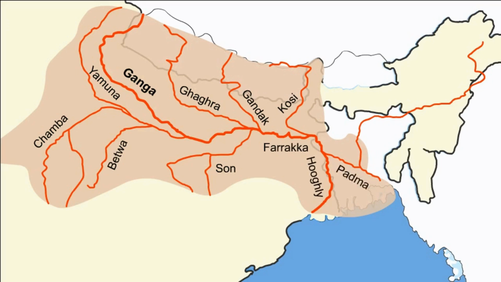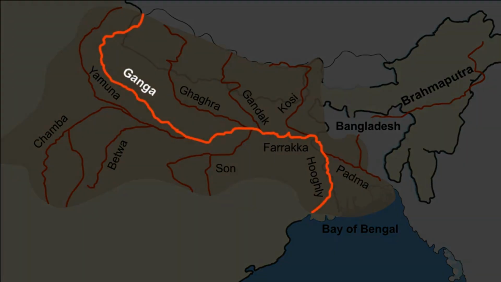Hooghly flows southwards and drains into the Bay of Bengal. Padma flows into Bangladesh, where it is joined by the Brahmaputra. Eventually, it drains into the Bay of Bengal. The length of river Ganga is 2,500 kilometers.